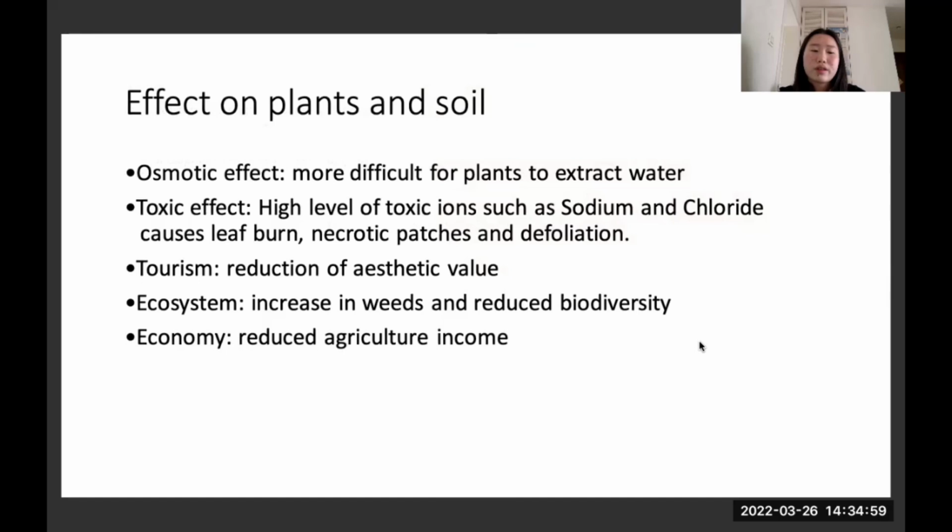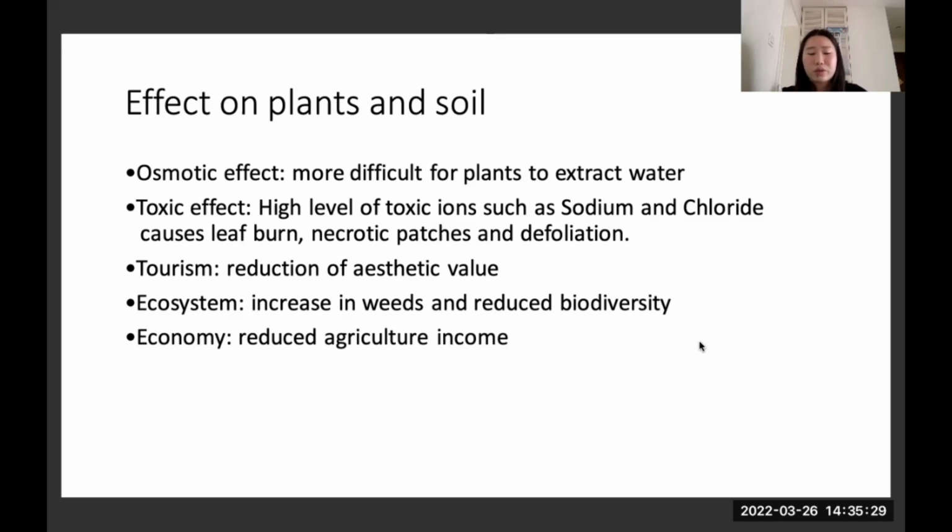So, what are the effects of salination on plants and soil? There would be more than I have listed. Firstly, osmotic effect. Salty soil makes the diffusion of water into the roots more difficult, so plants may suffer from desiccation. Secondly, high levels of sodium and chloride can be toxic to plants, which causes leaf burn, necrotic patches, dying spots of leaves, and defoliation, loss of leaves.